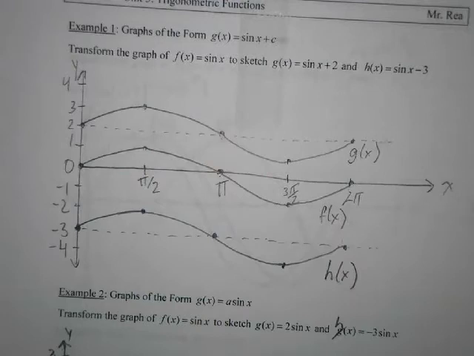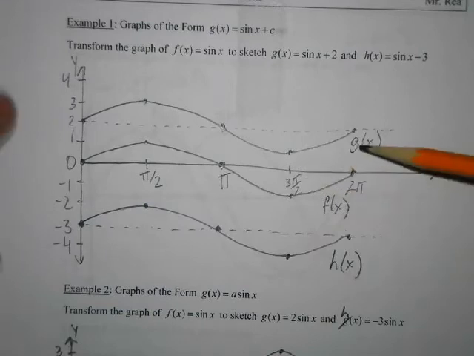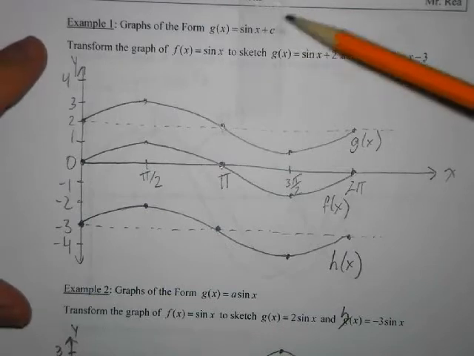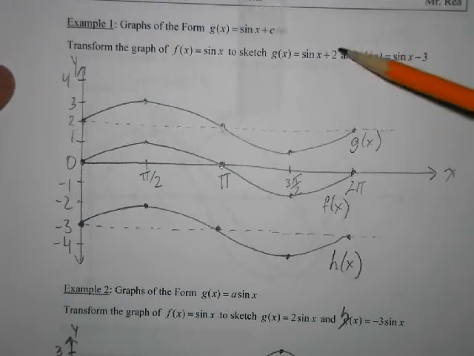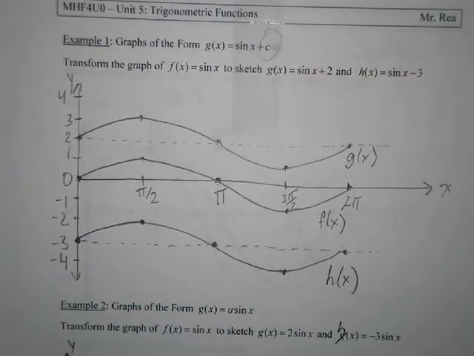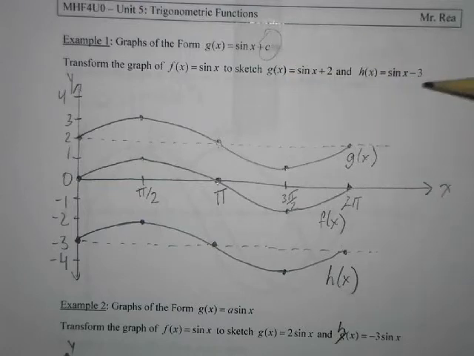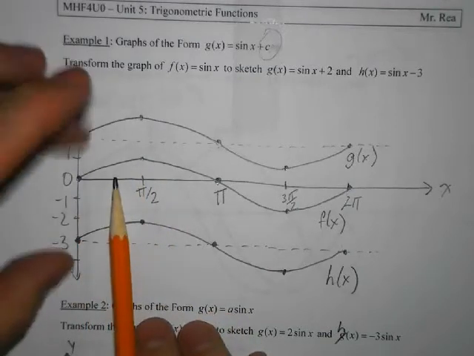So now, since this is my second take, I'm going to try to shorten this lesson by just showing you what I did instead of actually doing it in front of you. So this basically says transform the graph of f of x equals sine x to do these two other graphs. G of x is sine x plus 2 and h of x is sine x minus 3. So this is actually the c value. So c is responsible for the vertical translation. So if c is positive, it goes up that many units, and if c is negative, it goes down that many units. So here's our original graph, and I did compress it so that I could fit them all in one graph.